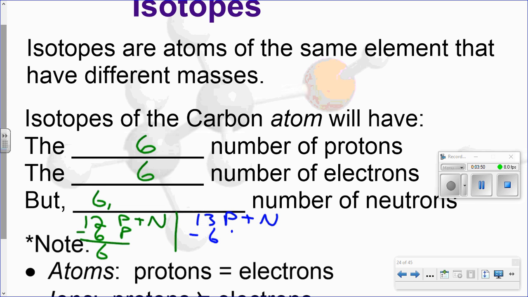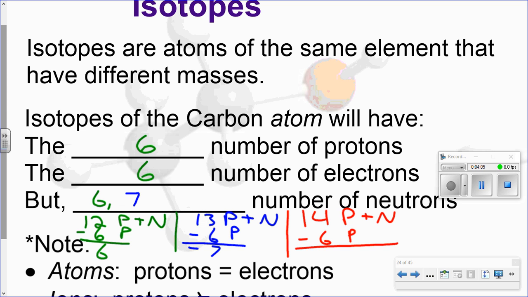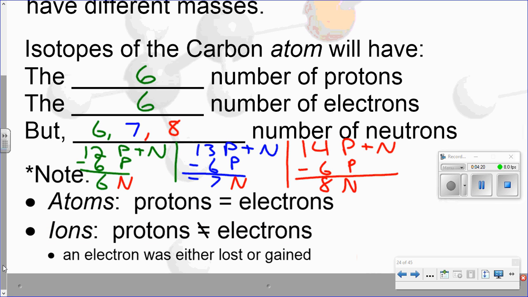But it always has 6 protons. So if I subtract the 6 out, it's now 7. So carbon could have 7 neutrons. And if I take carbon-14, that's 14 protons and neutrons. I subtract off the 6 protons, because every carbon has 6 protons no matter what. I now have 8 neutrons. So that's 6 neutrons, 7 neutrons, 8 neutrons. It could have 6, 7, or 8. Now, this is actually important: if I say the word atom, protons must equal electrons, period.